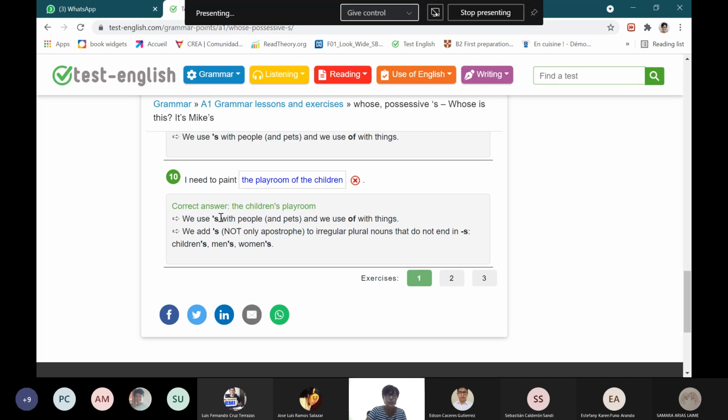We're going to use the apostrophe and S with people and pets and with family members, right? So family members are people, ¿sí? Los miembros de una familia también son personas. But we use of with things. We're going to add the apostrophe and S to irregular plural nouns that don't end in S. For example, children, men, women. ¿Sí? Estas tres palabras son plurales, pero no terminan en S. So, nothing happens. We're going to add apostrophe and S. Children's, men's. But it's the only case. Yep. So, let's come back.